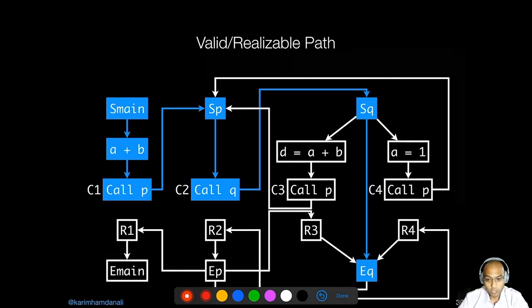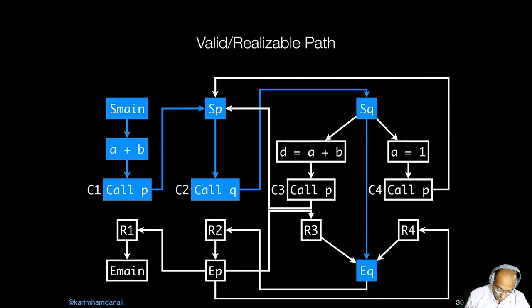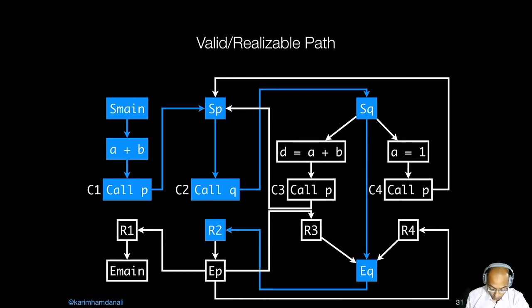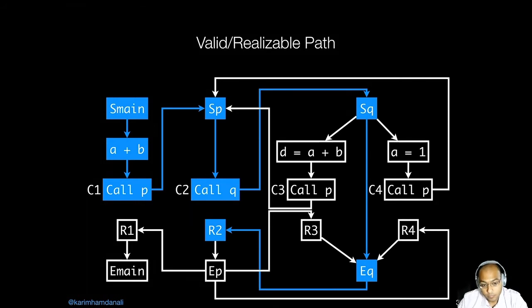R2 is the only way to go, right? There's only one outgoing edge from EQ. So here in this control ICFG, or inter-procedural control flow graph, I can only go to R2, and then from R2 again, I only have one way to go, EP, and then from EP, where do I go next?